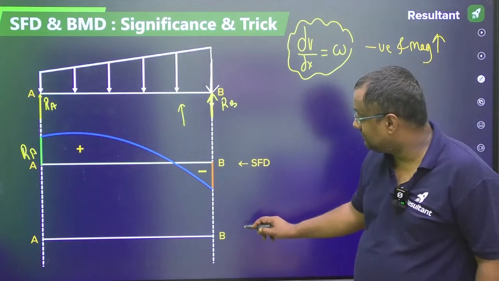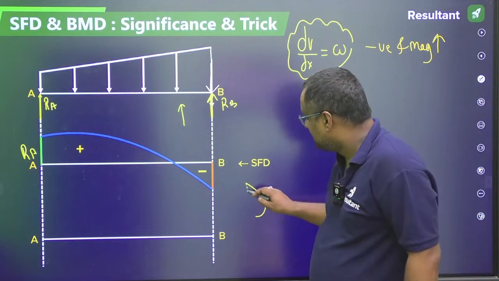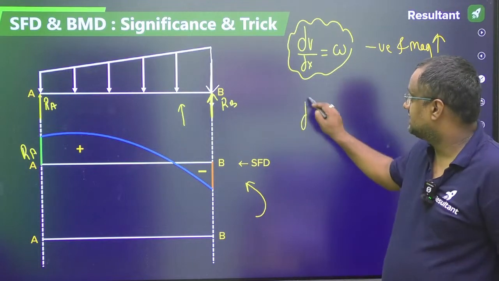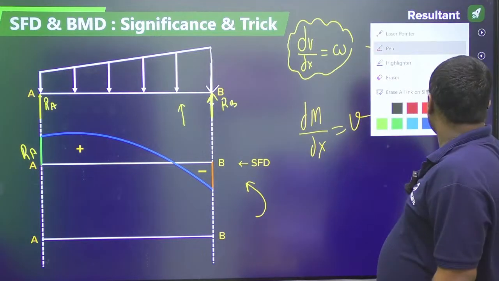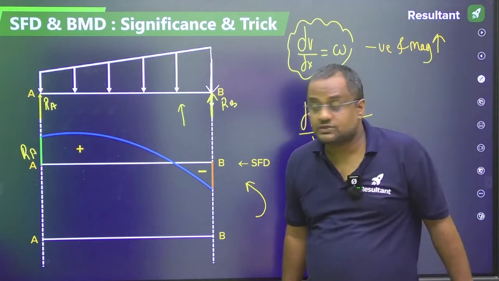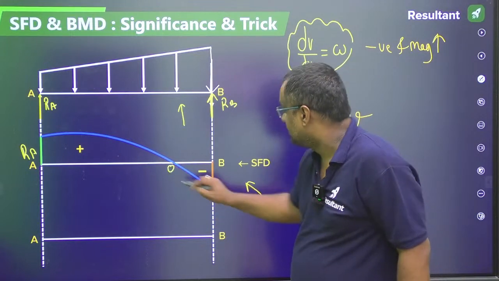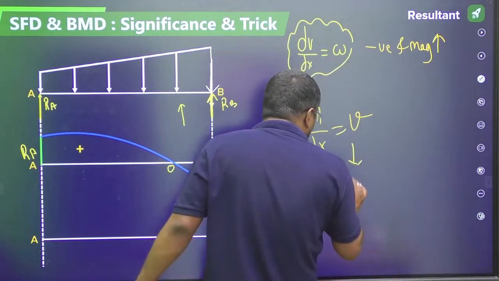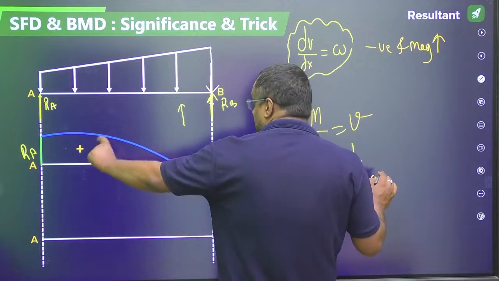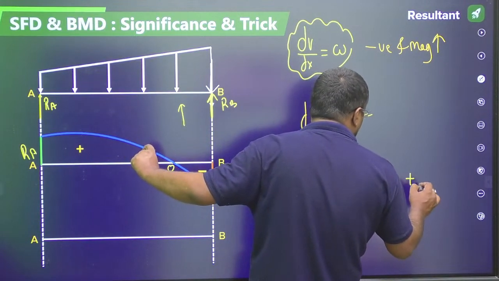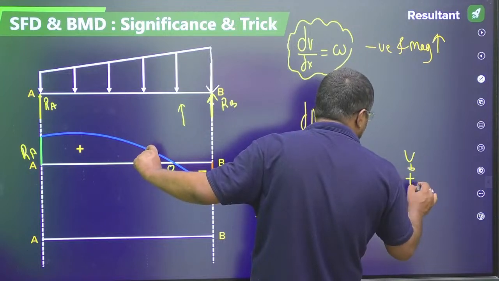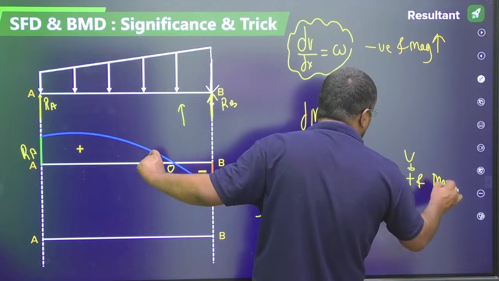Now while drawing the bending moment diagram, we have to see the SFD. So bending moment slope is shear force. Now let this point be A. So A to O, shear force is positive but decreasing. V is positive and decreasing, magnitude wise decreasing.